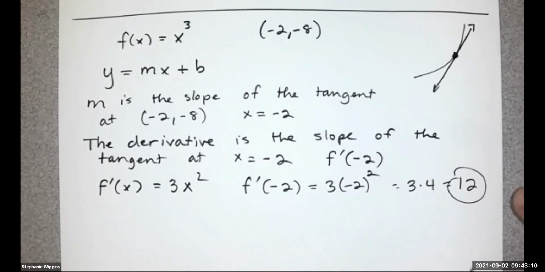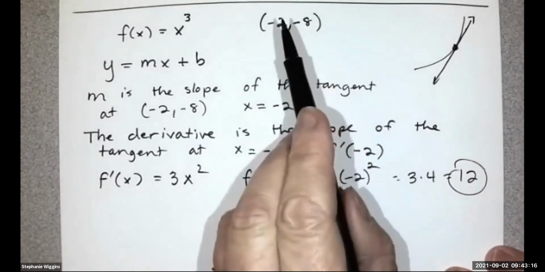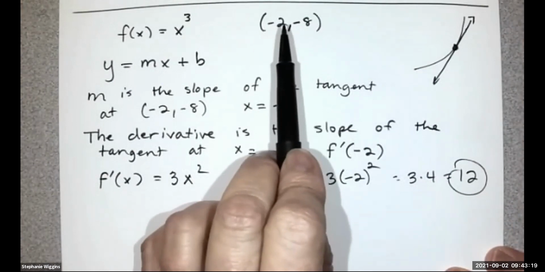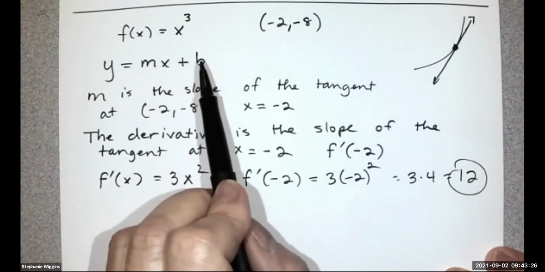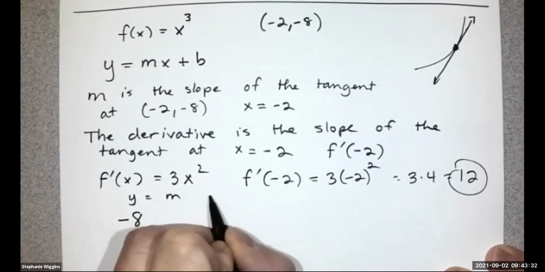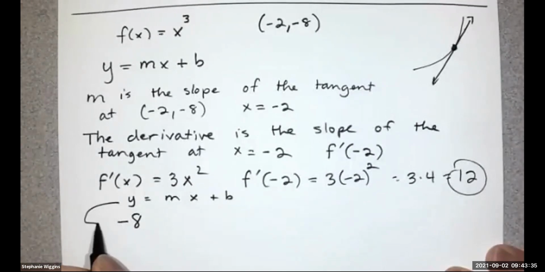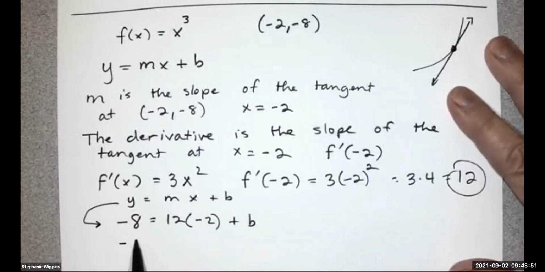Okay. Now that we found the slope, we can go ahead and plug in the information. X equals -2, y equals -8, and after we plug in the slope, we're going to calculate b. So I'll just write y equals mx plus b. So -8, that's the y value. The slope we found to be 12, so I plug that in. And then the x value is -2. And from that, I can calculate b. So solving for b, I have -8 equals -24 plus b.